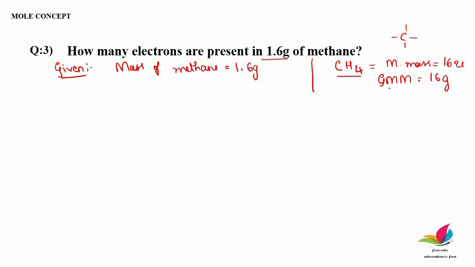Now what is gram molecular mass? In the beginning, if you remember, I wrote: the mass of 1 mole of a substance. The mass of 1 mole of any molecule will be equal to its gram molecular mass, or the mass of 1 mole of any atom will be equal to its gram atomic mass. So whatever gram molecular or atomic mass you have here is nothing but the mass of 1 mole of a substance.